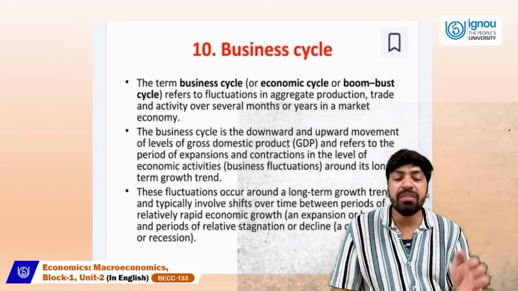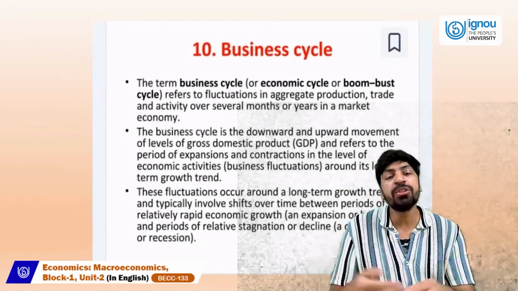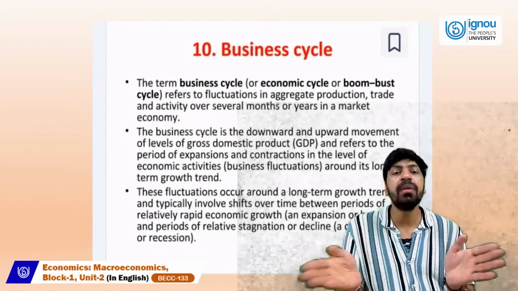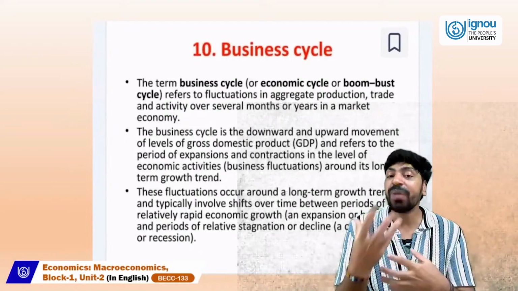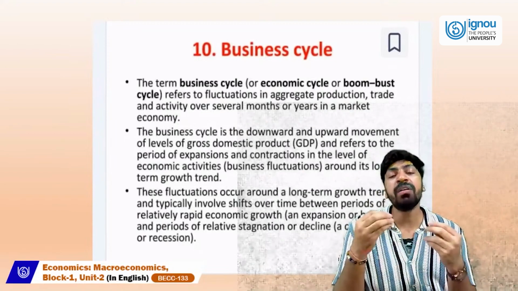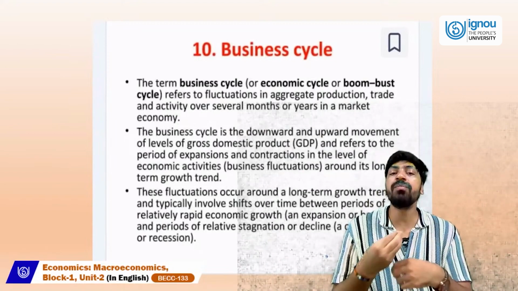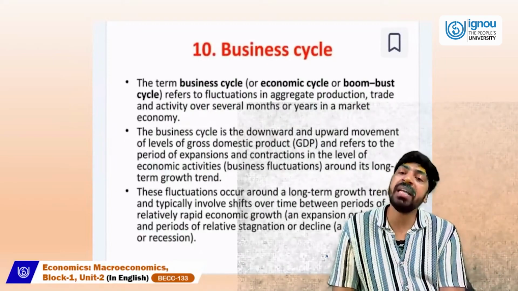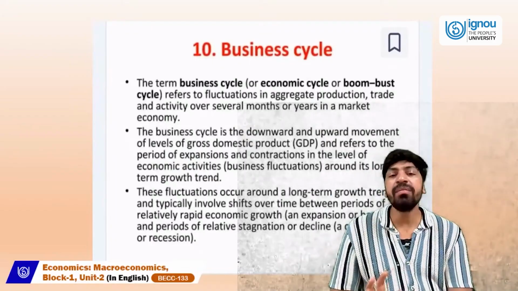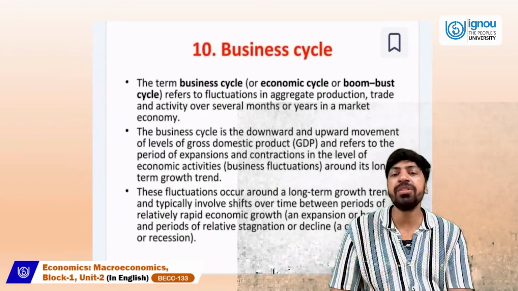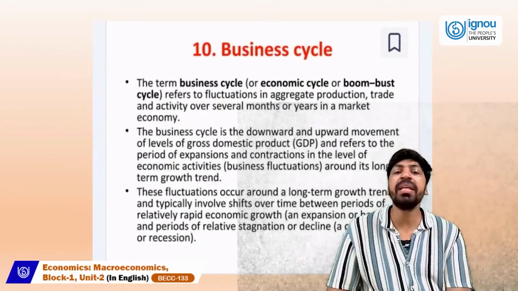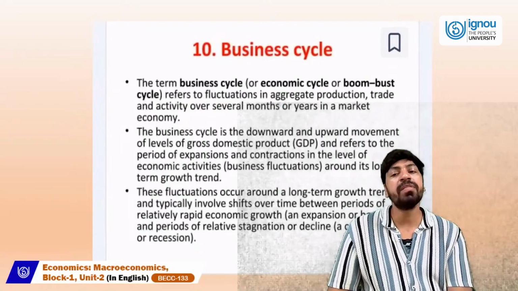So whatever variations are involved in aggregate production, aggregate trade and economic activities over a period of time, that variation, those fluctuations, are called the business cycle. One of the major tools showing how the fluctuation appears is trend analysis, which is one of the tools of statistical analysis. When we talk about the business cycle, it is categorized into two parts. The first is downward and upward movement, and the second is the expansion and contraction of such a cycle.